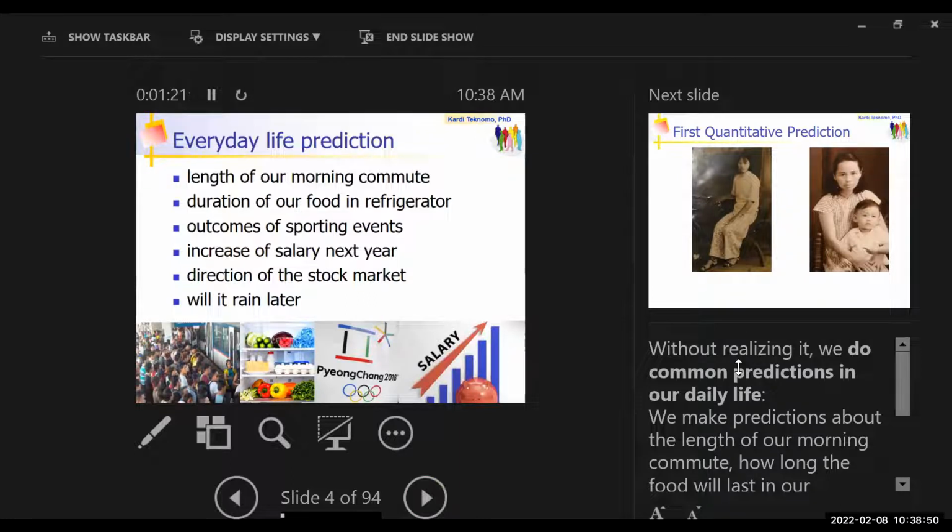When you shop from a supermarket and then put your food in the refrigerator, you have already predicted the duration of your food in the fridge, right? Same thing if you watch sporting events, like nowadays there is the Winter Olympics in Beijing. You probably predicted the outcomes of the sporting events, right? The same thing, if you work, you will expect the salary increase next year, and so on.